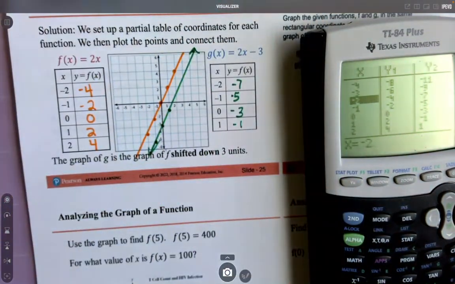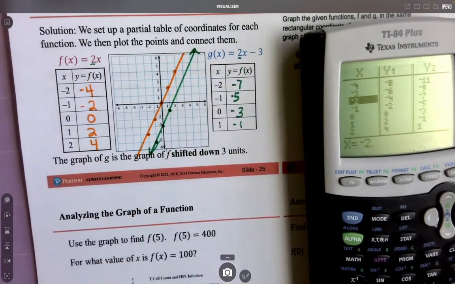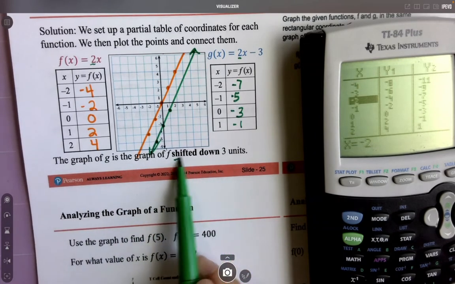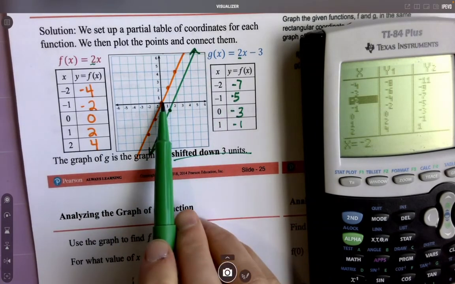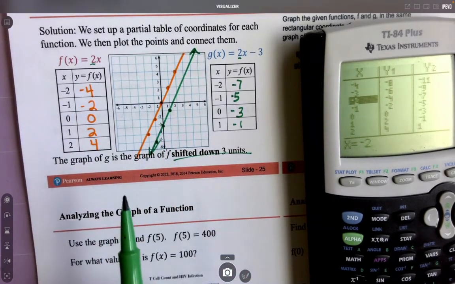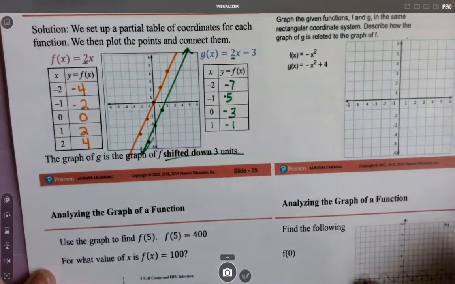So see how they're parallel? The reason they're parallel is because they have the exact same slope. The difference between them is the graph of g is shifted down 3 units. Okay, so see how it was at the origin? Shifted down 3 units, exact same slope. Your slope is the number in front of x. All right, let's look at the next one.